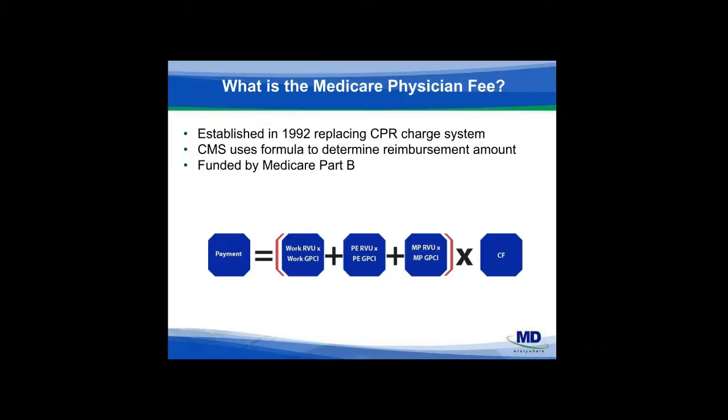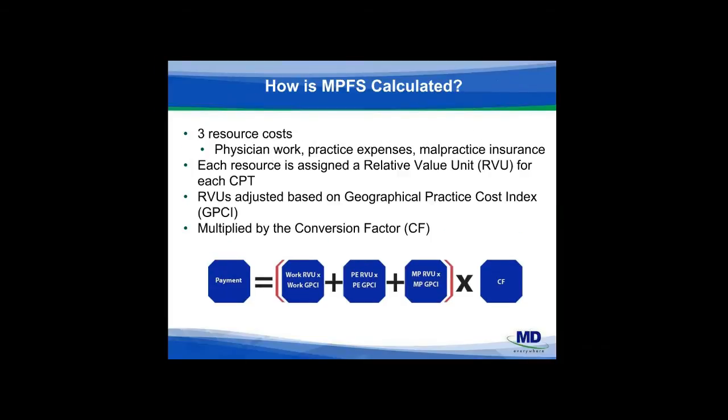So when looking at the Medicare fee schedule, it was established back in 1992, replacing the reasonable and customary charge system. It's a formula developed by CMS that determines reimbursement amounts. The formula in itself is pretty straightforward. However, all the nuts and bolts associated with the calculation of each of the individual components is more complex, and it's funded by Medicare Part B. So let's get into a little bit of the specifics.